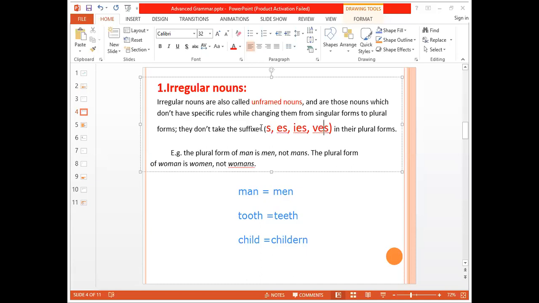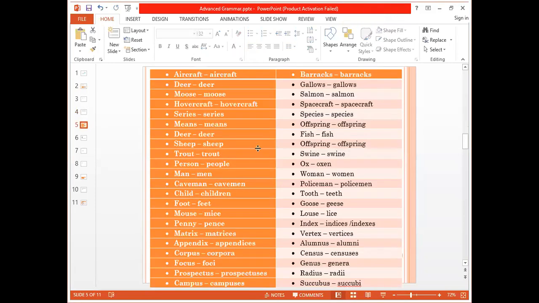After this, we will study about, let me give you some of the irregular nouns, their singular and plural forms. You can see on your screens that we have written regular and irregular nouns, singular and plural form, on both sides. This is one side and we have another side. On both sides of the screen, you can see them.